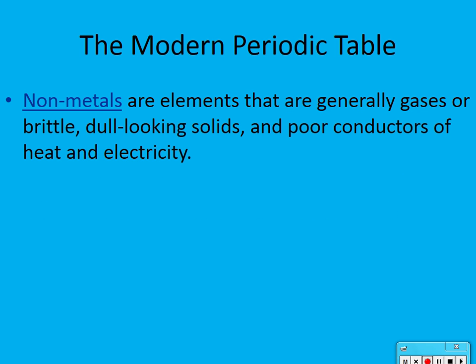Okay, now let's go above the staircase. Let's go above the staircase on your periodic table and look at the nonmetals. So nonmetals are elements that are generally a gas, or brittle, dull-looking solids, or poor conductors of heat and electricity.